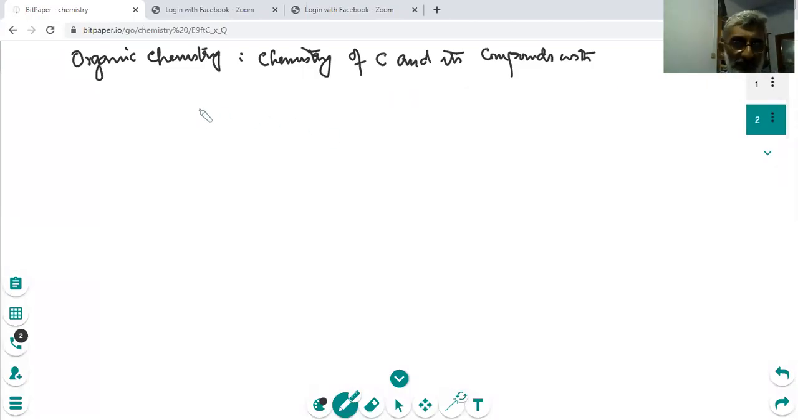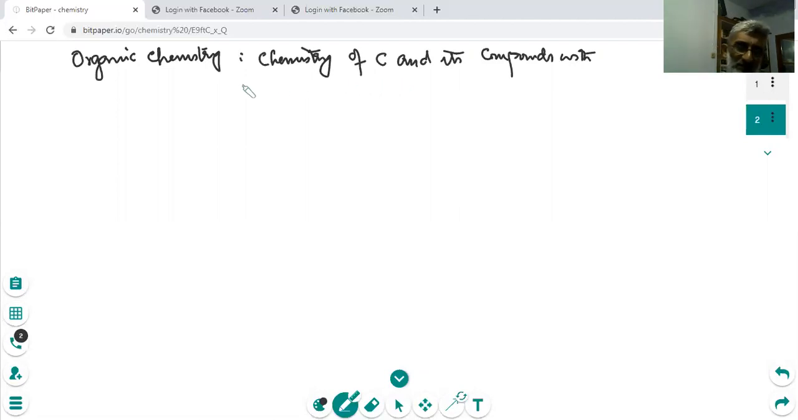So we will start with organic chemistry in this semester. We have only one course, that is organic chemistry. And organic chemistry, you know, it is the chemistry of carbon and its compounds with nitrogen, hydrogen, oxygen, etc., and a few elements, including a few metals. But mainly hydrogen, nitrogen, and oxygen are the elements.